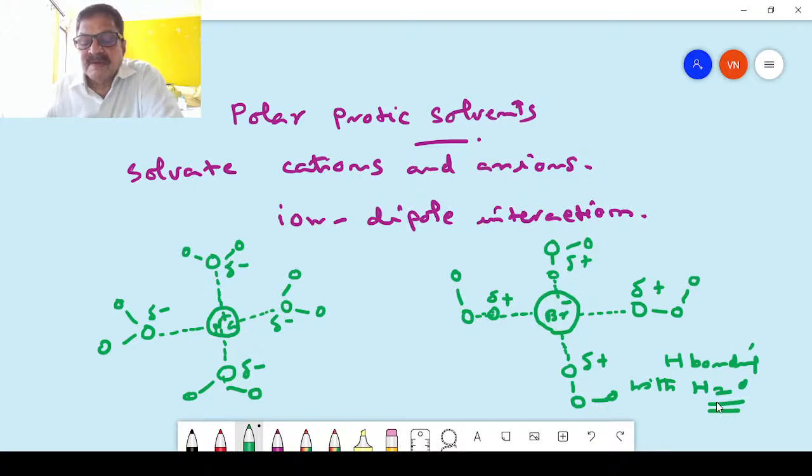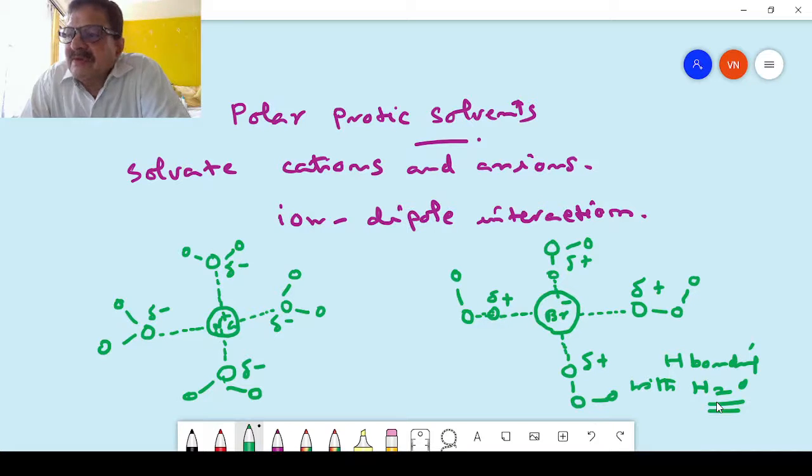So these polar protic solvents are capable of solvating both anions and cations. Cations are solvated by ion dipole interaction, that is, the sodium ion with the dipole. And anions are solvated by hydrogen bonding. In the sodium bromide example we have seen, it is dissolved in water, with water acting as the solvent. This is how it happens in water.